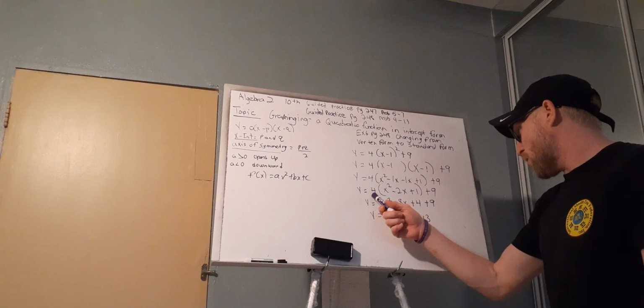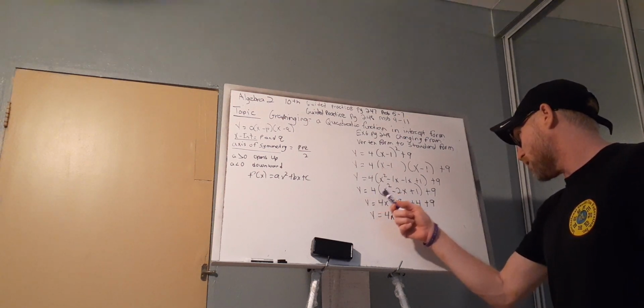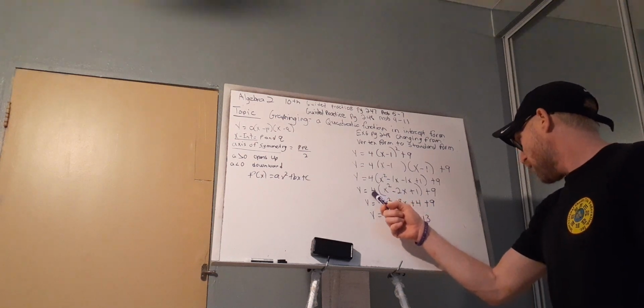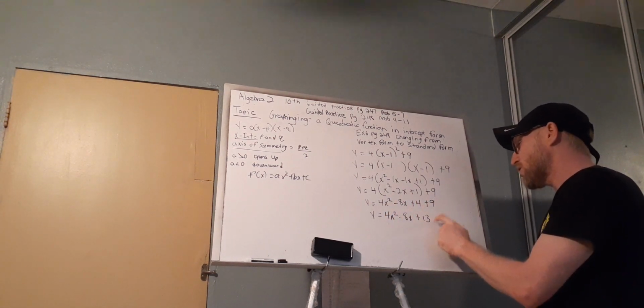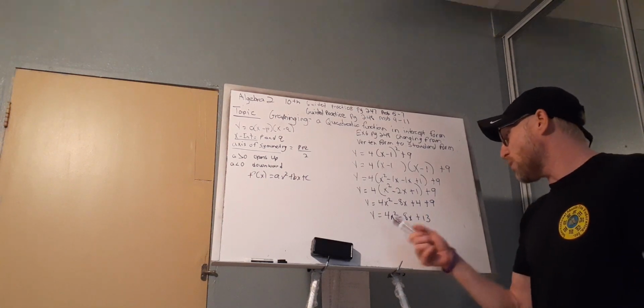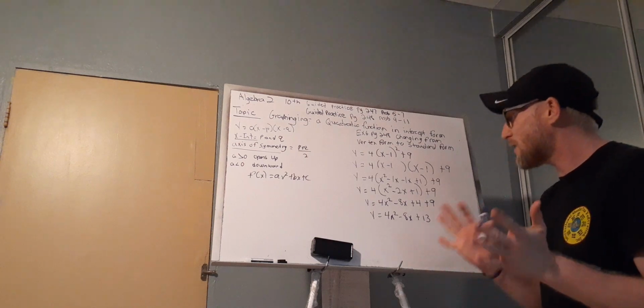Then I use my distributive property and I multiply 4. 4 times x squared is 4x squared, 4 times minus 2 is minus 8x, and 4 times 1 is 4. And then bring down the plus 9, and then 4 plus 9 is 13. And you have y equals 4x squared minus 8x plus 13. And that's it, guys. That is the end of the section. That is example number 6.